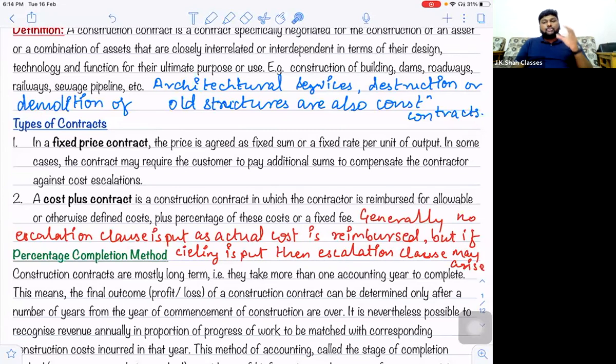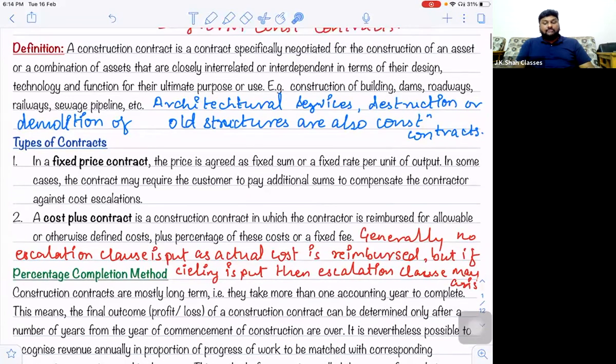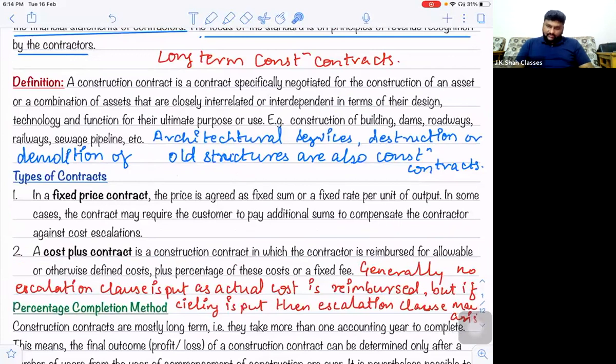So whatever proportion of work is completed by the end of this financial year, that proportion of revenue should be recognized in the P&L account. Whatever proportion is getting completed in the second year, that proportion of revenue should be recorded. And in the third and in the fourth years, and so on. So technically, on the basis of proportion of completion, we will record the revenue in the books of accounts. But that is applicable only in case of long-term construction contracts.